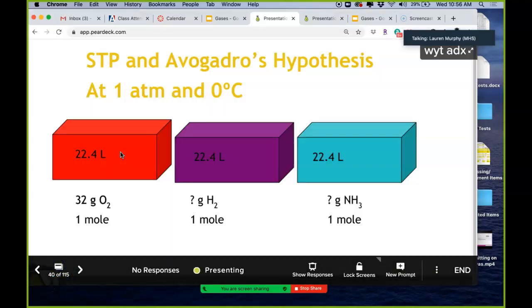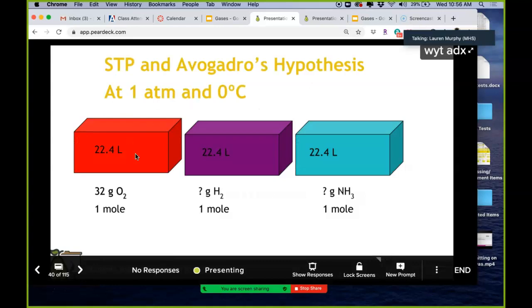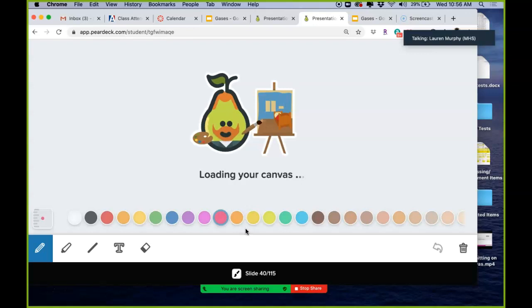All right. So what does this mean? This means 1 mole of any gas at STP, right here, up top, is STP, occupies 22.4 liters of space, no matter who the gas is. So this is oxygen, this is hydrogen, this is ammonia. They're all at STP, so they occupy 22.4 liters of space. Now their masses will vary.